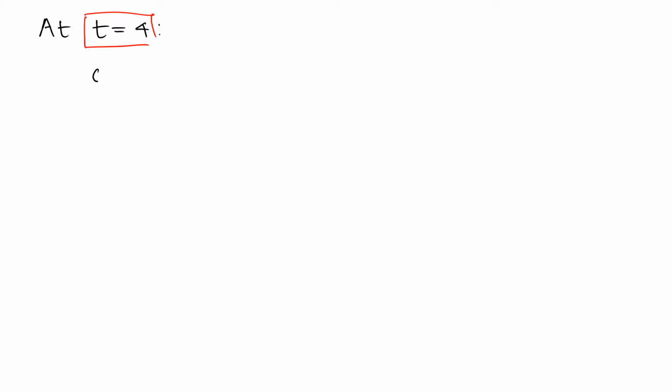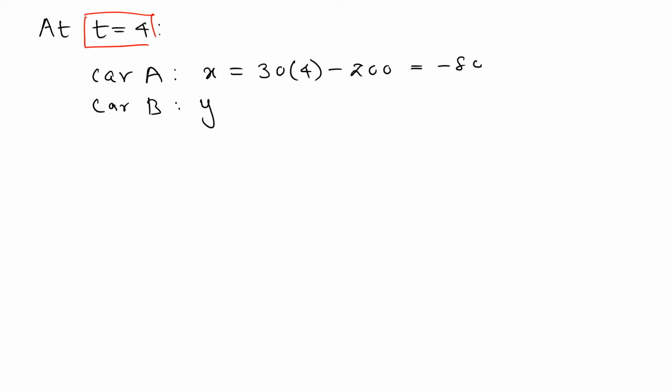So for car A, you can write the position, x equals 30 times 4 minus 200. If you simplify, you get negative 80. Similarly for car B, the position is 100 minus 40 times 4. If you simplify that, you get negative 60. So those are the two numbers you get: negative 80 and negative 60.